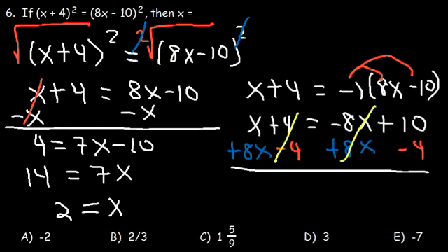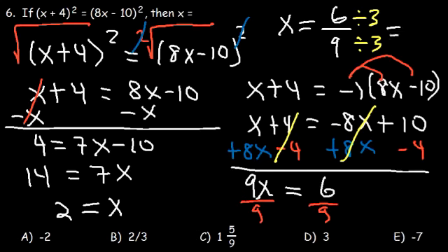x plus 8x is 9x. And 10 minus 4 is equal to 6. So next, we need to divide both sides by 9. So therefore, we could see that x is equal to 6 over 9. And if you divide both numbers by 3, since they're both divisible by 3, you can get a reduced fraction.